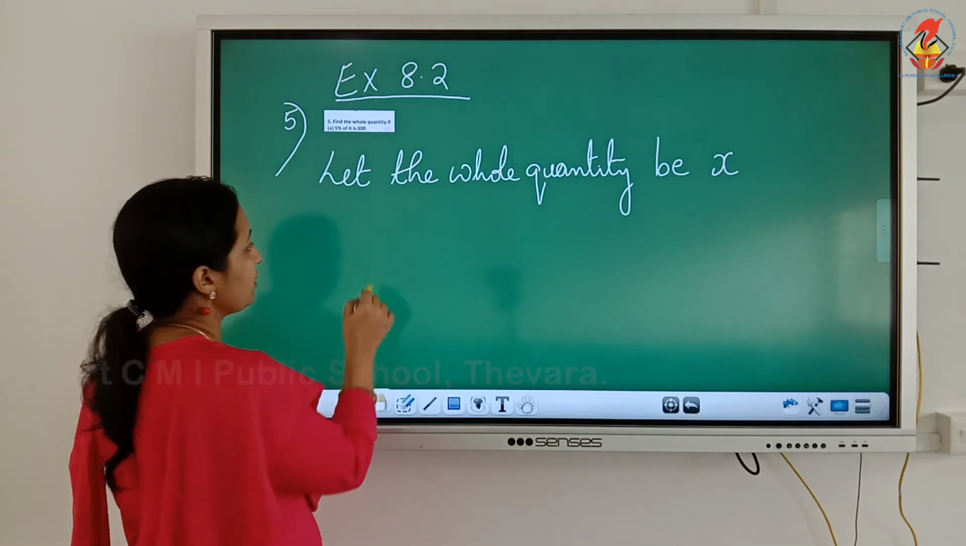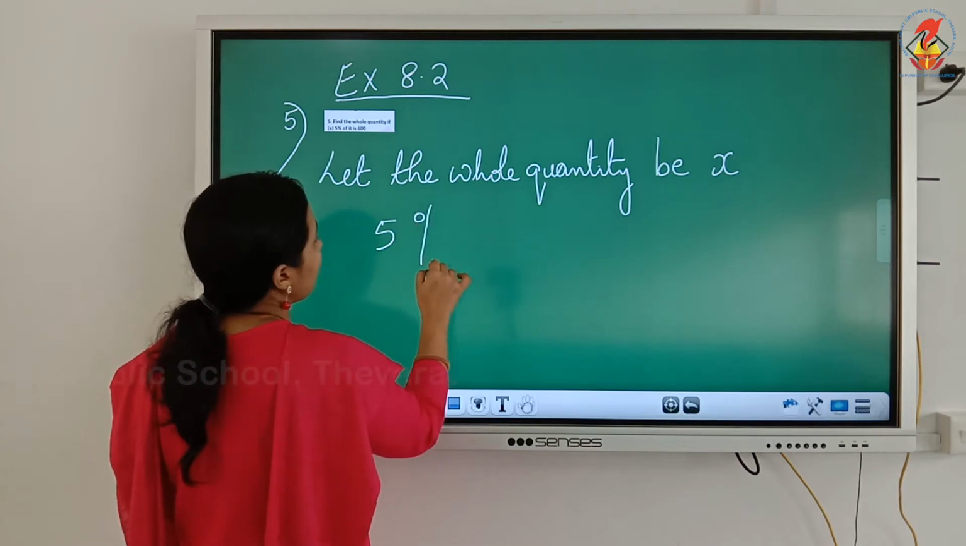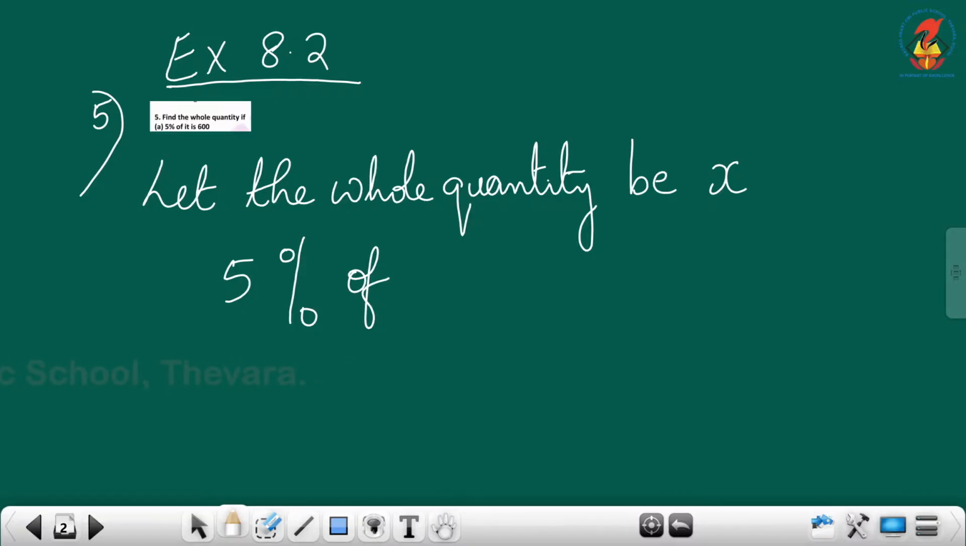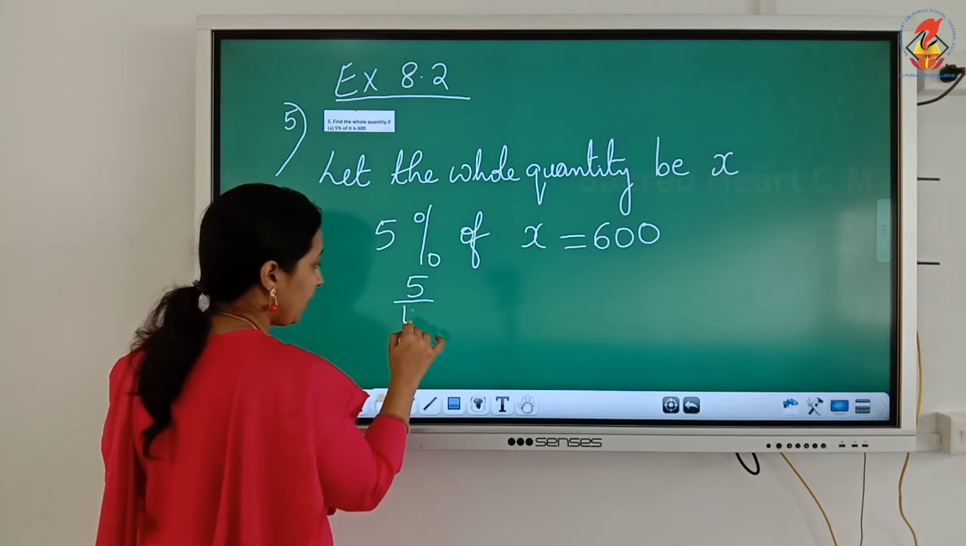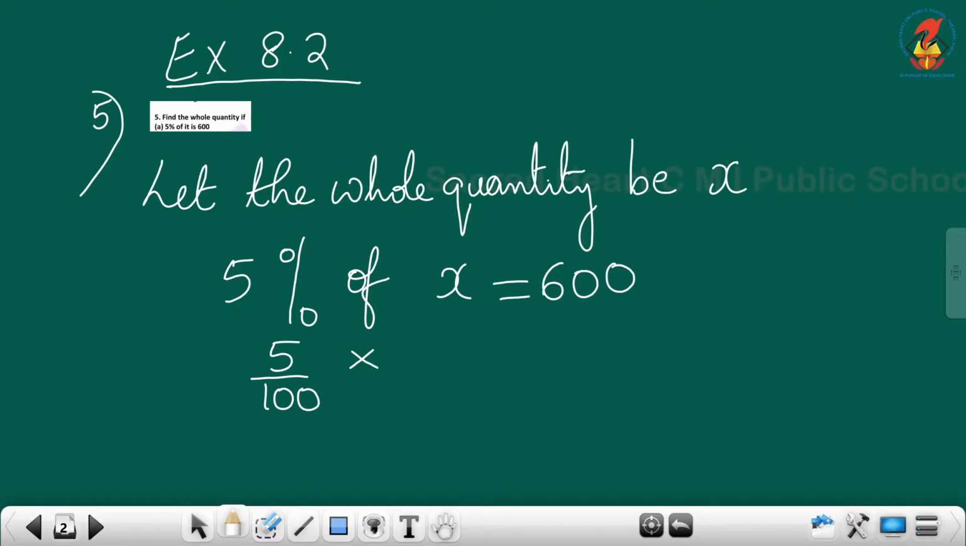So how will we find the answer? 5% of it is 600. That means 5% of the whole quantity is 600. The whole quantity we took as x, so 5% of x is equal to 600. 5% means 5 by 100. Of means multiplied by x is equal to 600.